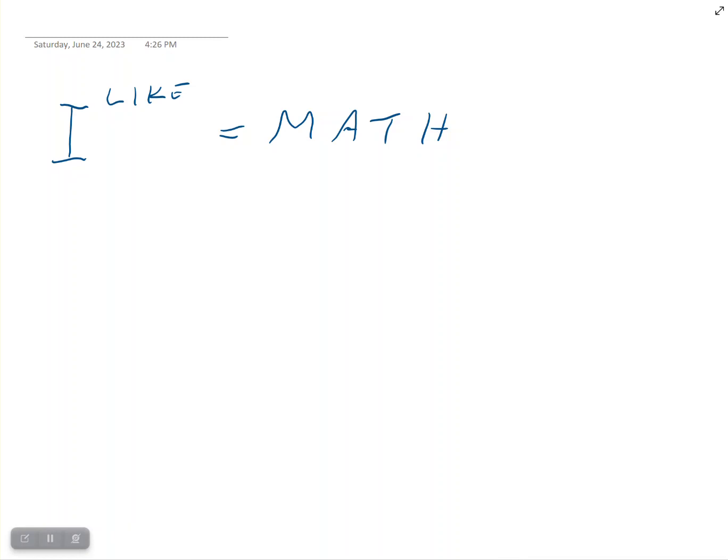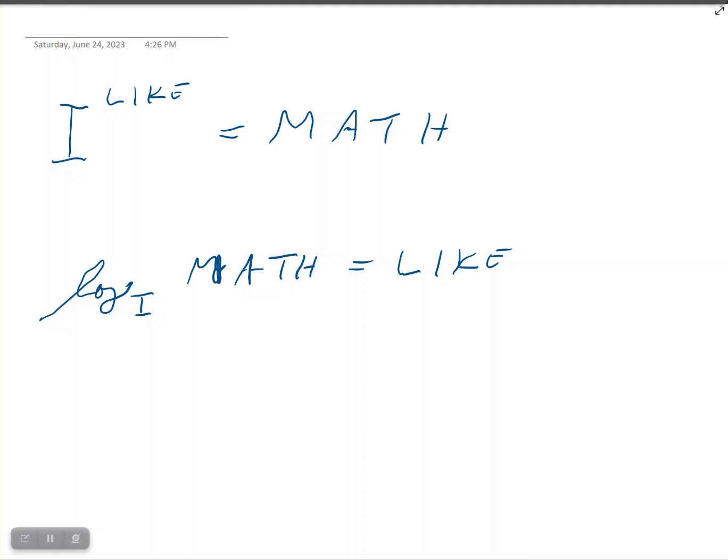Now I'm going to write the same thing as a logarithmic function, but I'm going to use German syntax. So it looks like this. Log, I, math, like. So once again, in English, I have noun, verb, noun. And in German, I have noun, noun, verb.